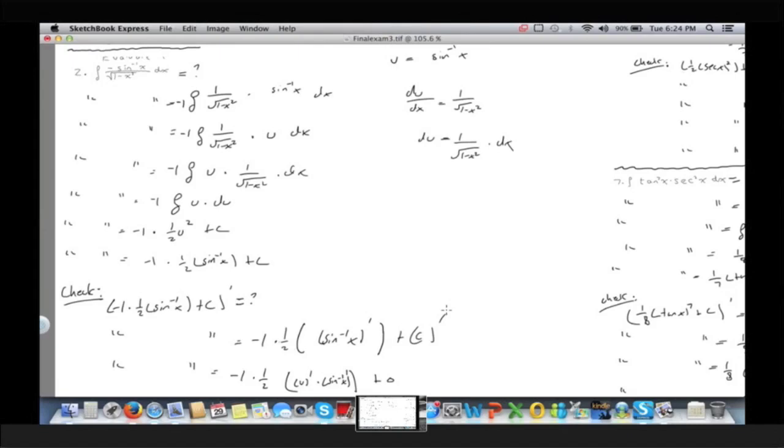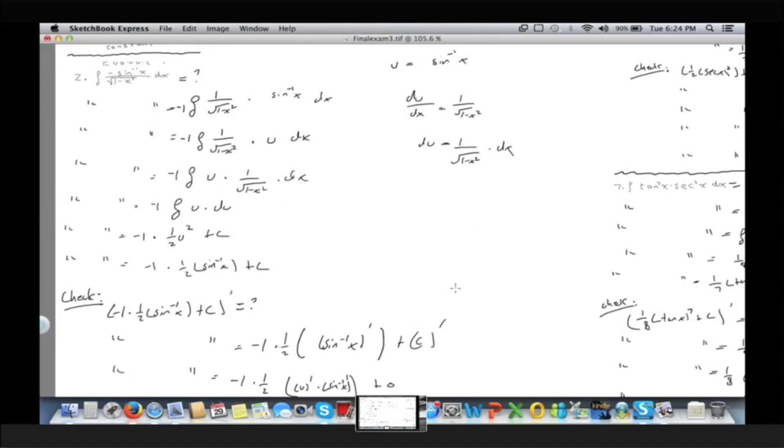All right, so let's take a look here. Negative. So your U is equal to sine of x. So let's scroll down and look at your check.